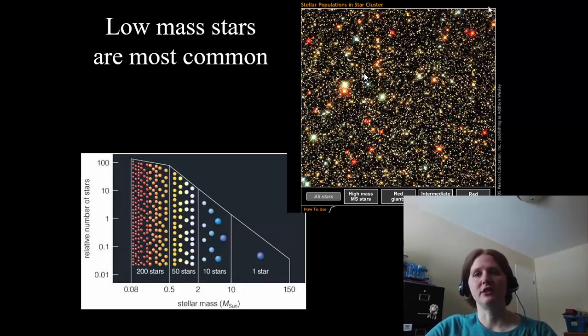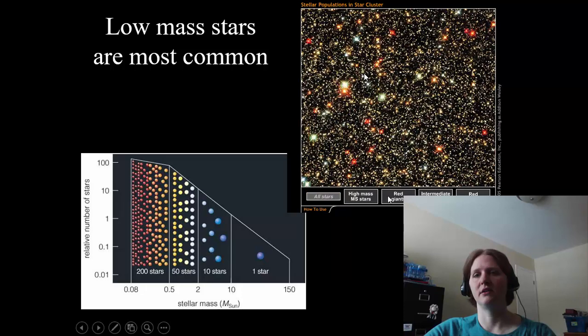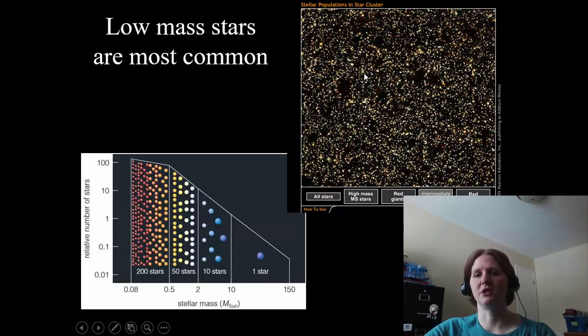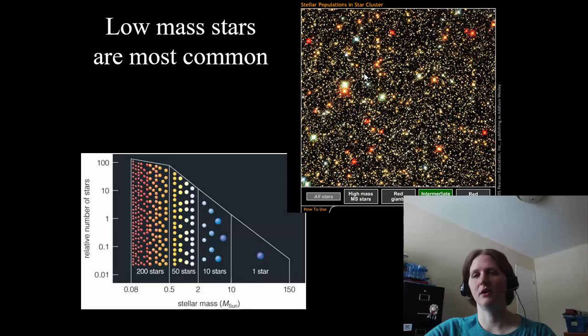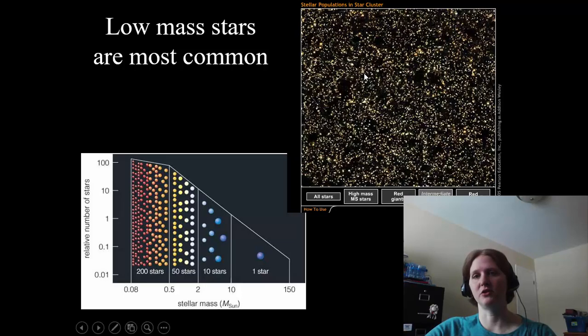So I have this animation that lets me hide certain populations of stars. So let's just do the intermediate mass stars, so stars like our sun. Okay. Those are all the stars that are like our sun. Quite a lot of them in this picture. Okay. What if I just do the high mass stars? Very few of them. So there's very few high mass stars, a lot of intermediate mass stars.